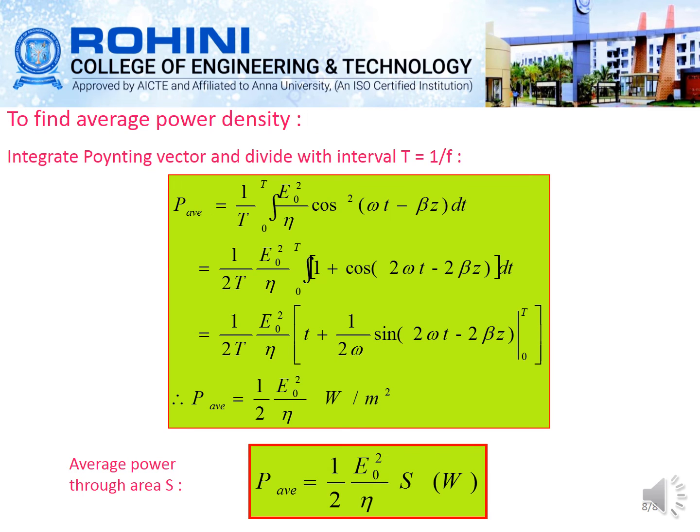To find the average power density, we integrate the Poynting vector and divide this integral by the time period. We know that the time period is nothing but 1 by frequency. Applying the time period T equal to 1 by f, we get P average is equal to 1 by T of the integral of E naught square divided by eta into cos square of omega t minus beta z dt. After integrating, we finally get P average is equal to 1 by 2 into E naught square divided by eta in watts per meter square.